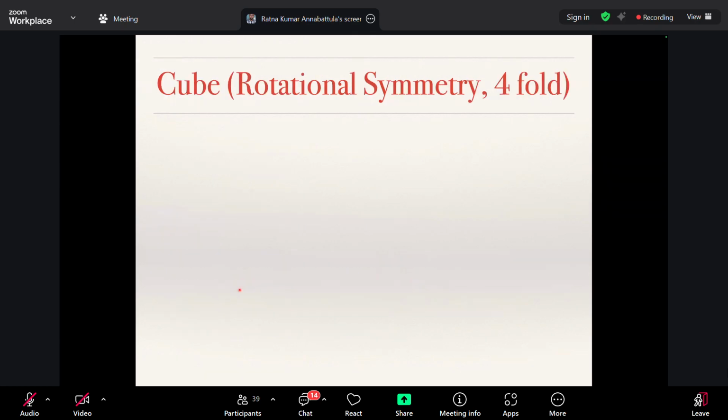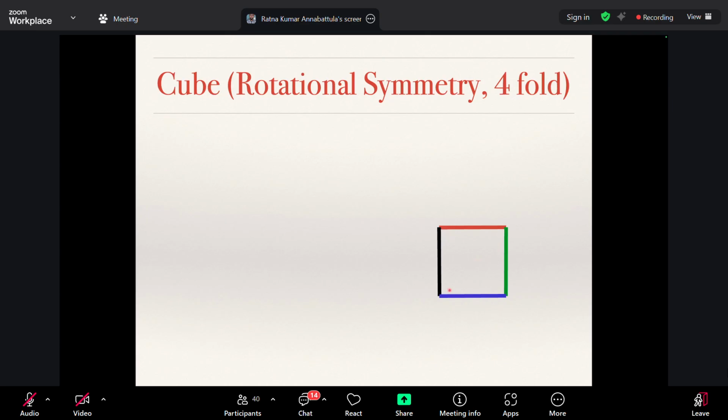Okay, so now let us try to understand the rotational symmetry. Now I will show you a square which has a four-fold rotational symmetry. What do I mean by that? So let us look at this particular square, okay? Pay attention to these corner points.